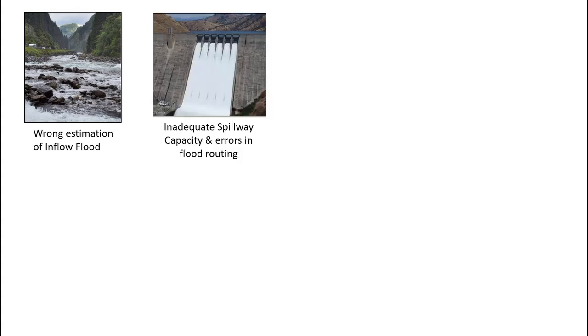Second is provision of spillway capacity. Even if we have calculated inflow flood correctly, but if we do not provide enough spillway that discharges inflow flood, then also overtopping occurs. In some cases, spillway capacity is less than the inflow flood. In those cases, flood routing is carried out and accordingly spillway sizes are fixed. If there is any mistake in these calculations, again the dams will fail.